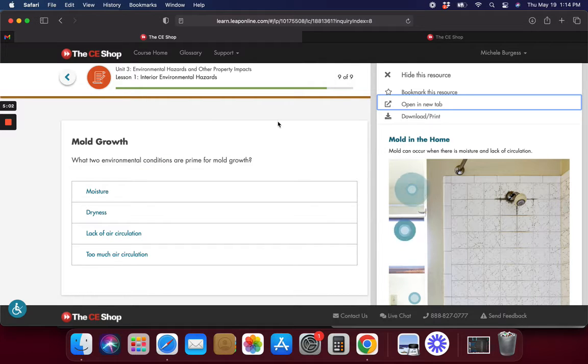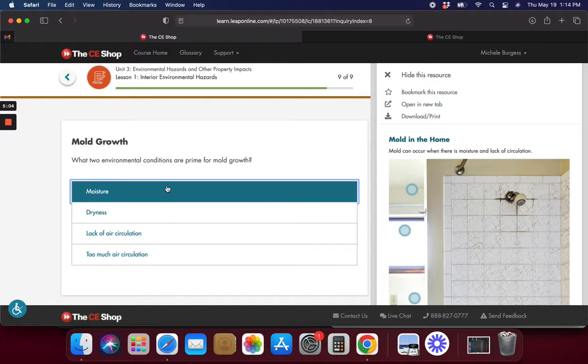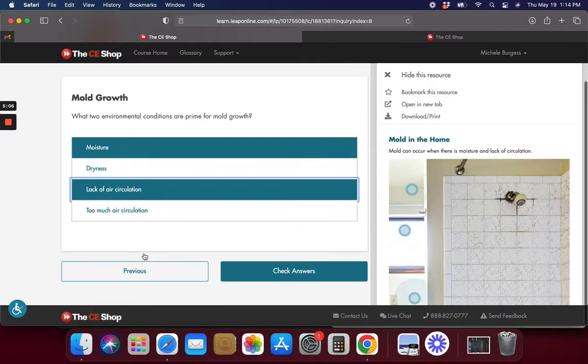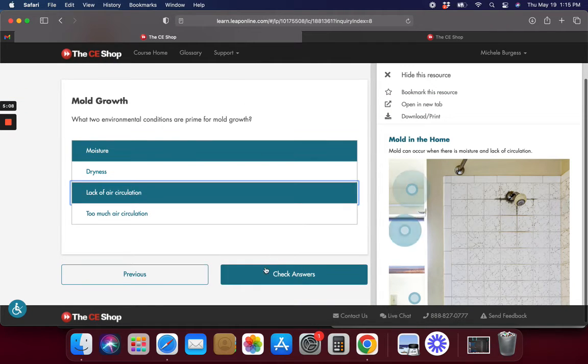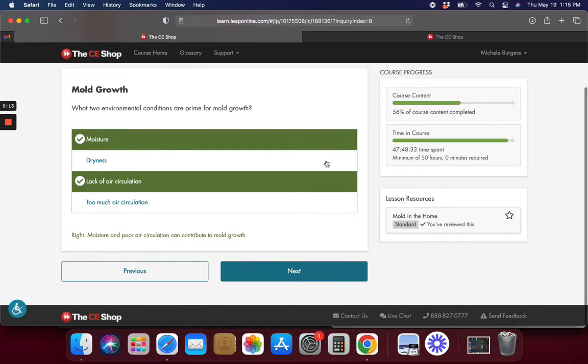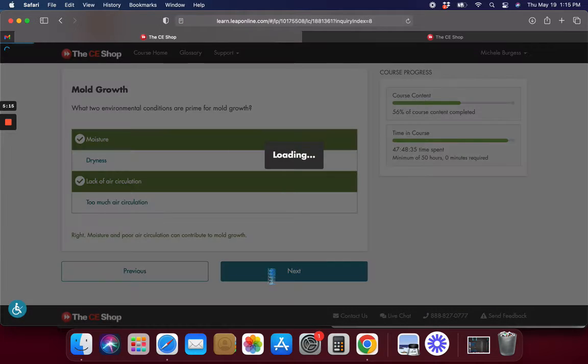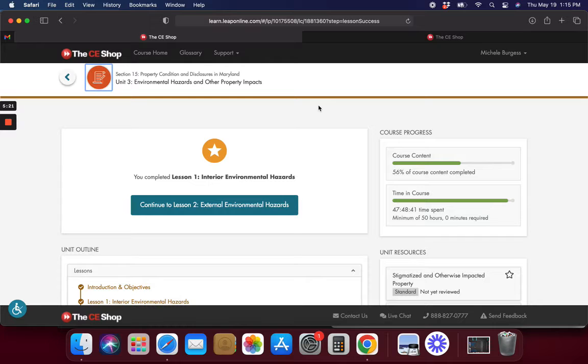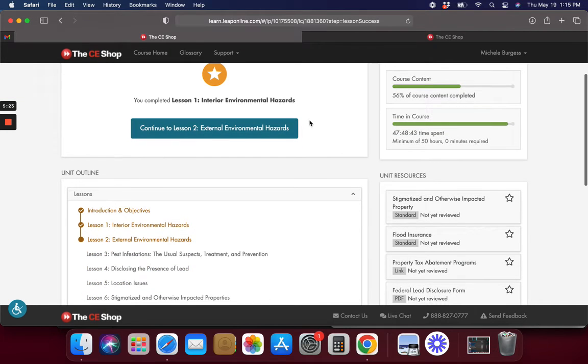Okay, what two environmental conditions are prime for mold growth? So if you're doing a walkthrough and looking at homes and you see this mold problem, I mean, if they got the money to redo the house, hey, you should definitely get a discount, right?